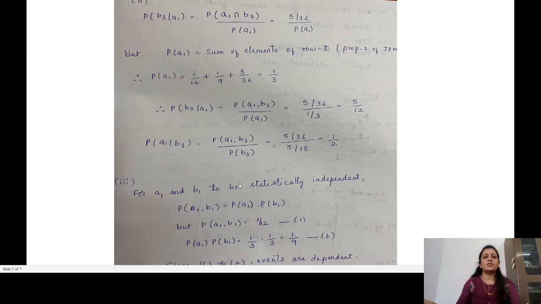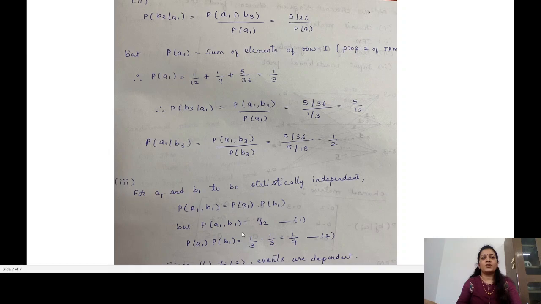Now the last question is to check if A1 and B1 are statistically independent. If we say that A1 and B1 are statistically independent, then their joint probability must always be equal to the product of their individual probabilities. That is, P of A1 B1 must be equal to P of A1 into P of B1. But P of A1 B1 is already known to us from the given joint probability matrix, which is equal to 1 divided by 12. Now let us see what is their product.